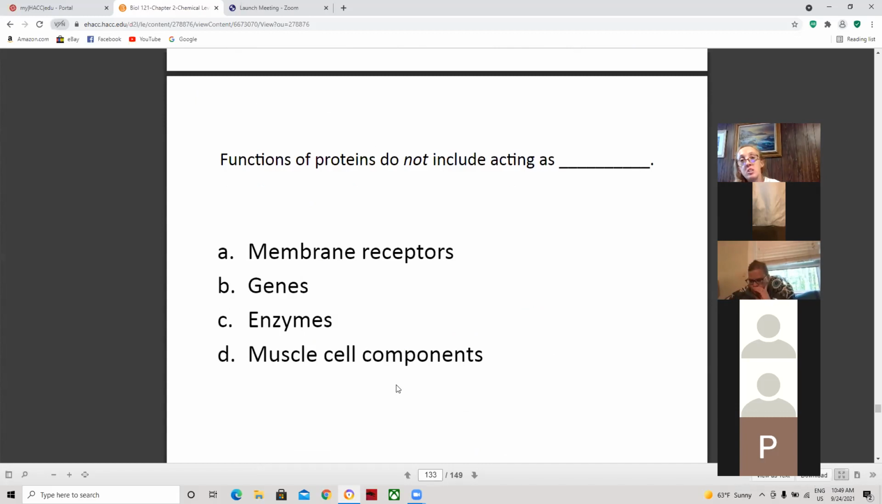Functions of proteins do not include acting as what? B, genes. Yep, you're right. That's what I was going to say too.